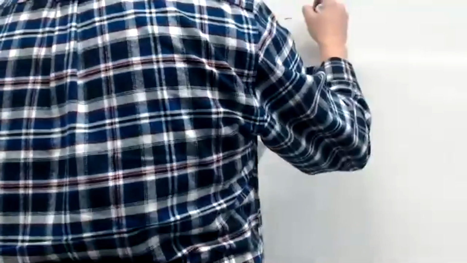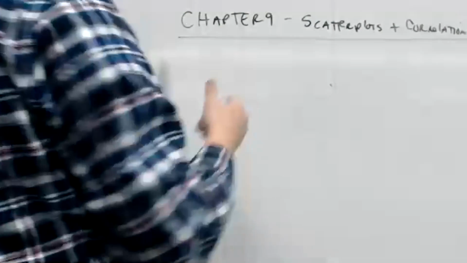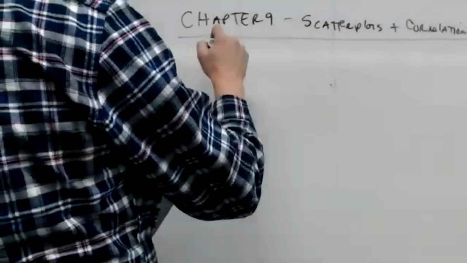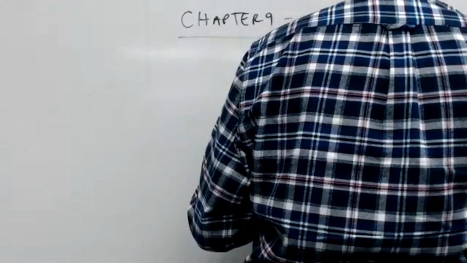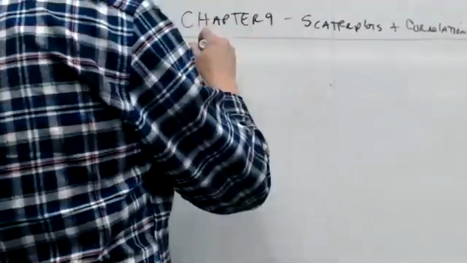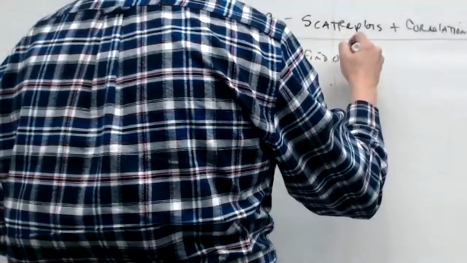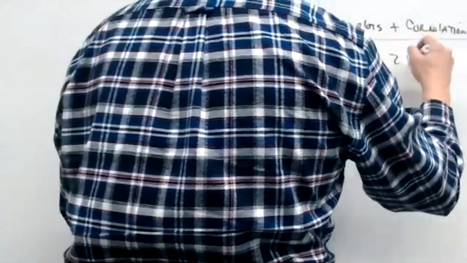All right, so we're going to talk about scatterplots and correlation. Okay, so these are two preliminary steps when trying to find out if two variables are related. Okay?